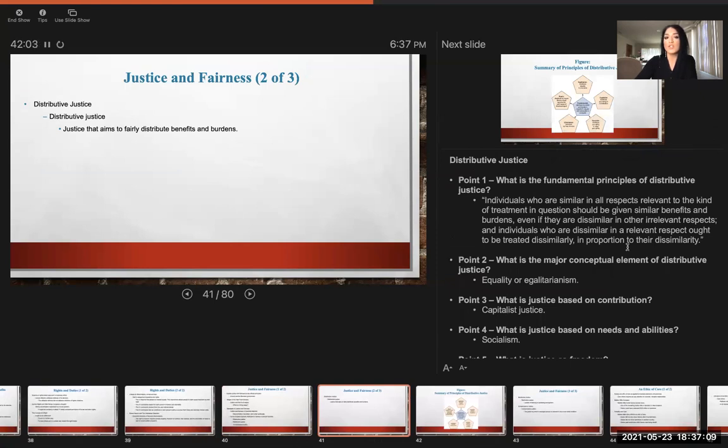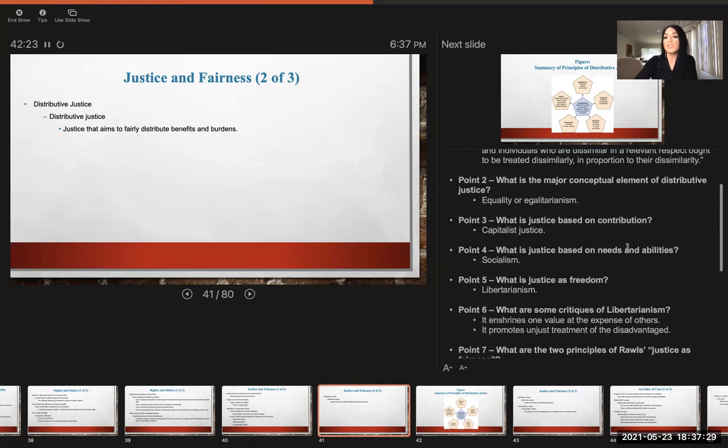Now, here we have distributive justice, taking it a step further. We look at the principles aspect of it. Individuals who are similar in all respects relevant to the kind of treatment in question should be given similar benefits and burdens, even if they're dissimilar in other irrelevant respects. Individuals who are dissimilar in relevant respects ought to be treated dissimilarly in proportion to their dissimilarity.